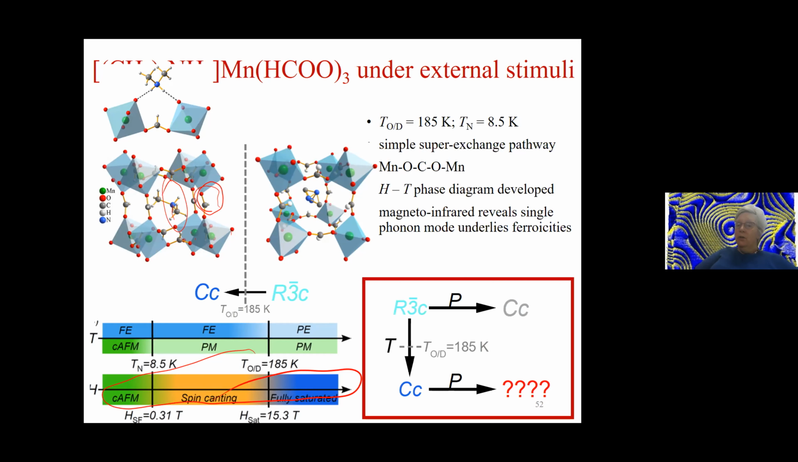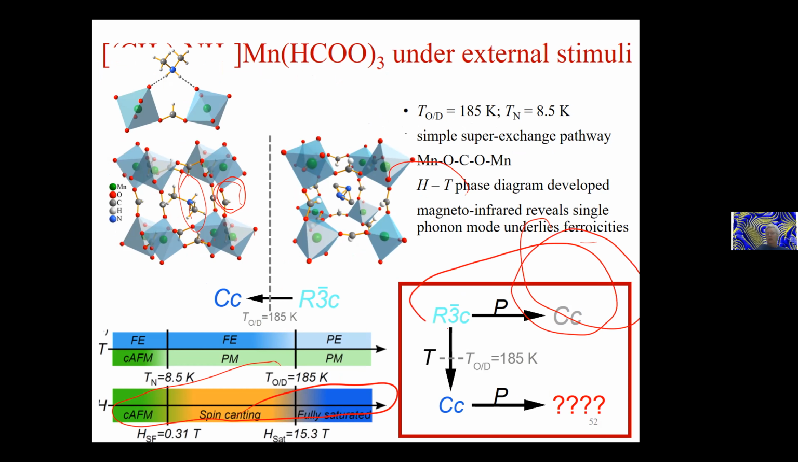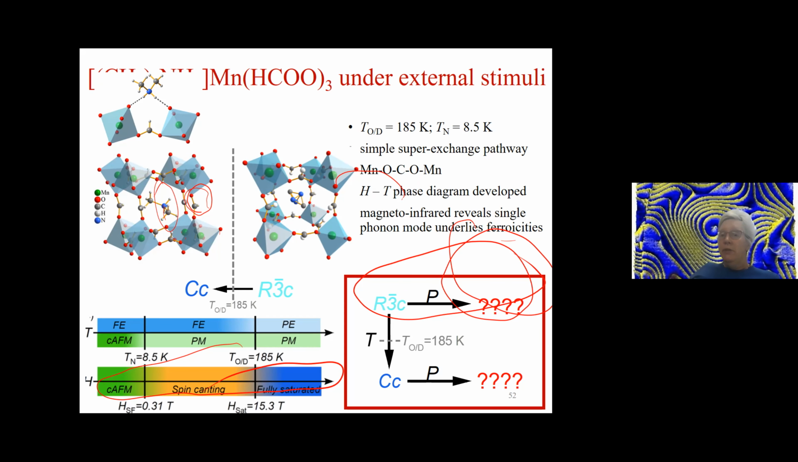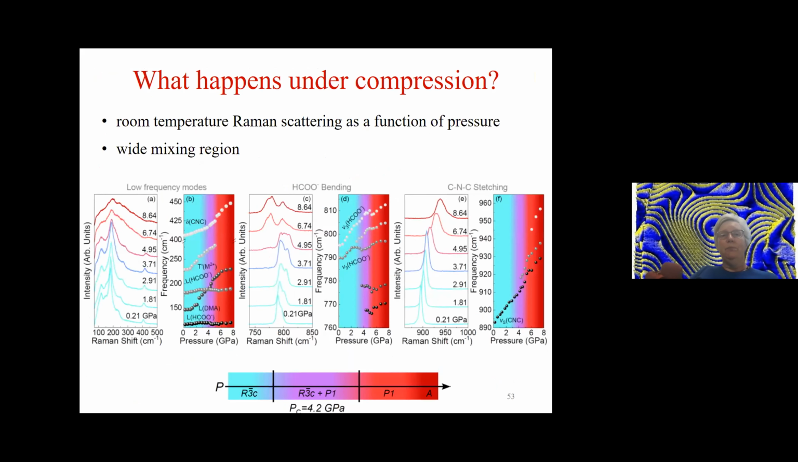There has been another group that had a look at pressure effects at room temperature, and they proposed that the system would go through a transition to Cc under pressure as well. But in our hands, that's not what happened. It actually went to a completely different and unexpected phase. So that's what I want to show you.